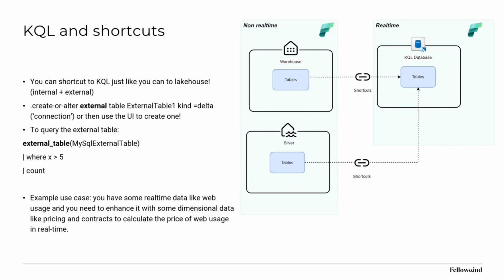One example use case could be that you have some web usage data, and then you have contract data that doesn't change that much, but the web usage is real time, and you want to calculate pricing in real time on top of the usage. So you have the KQL table, and then you bring the prices from the contract data with shortcuts and do that on top of it.